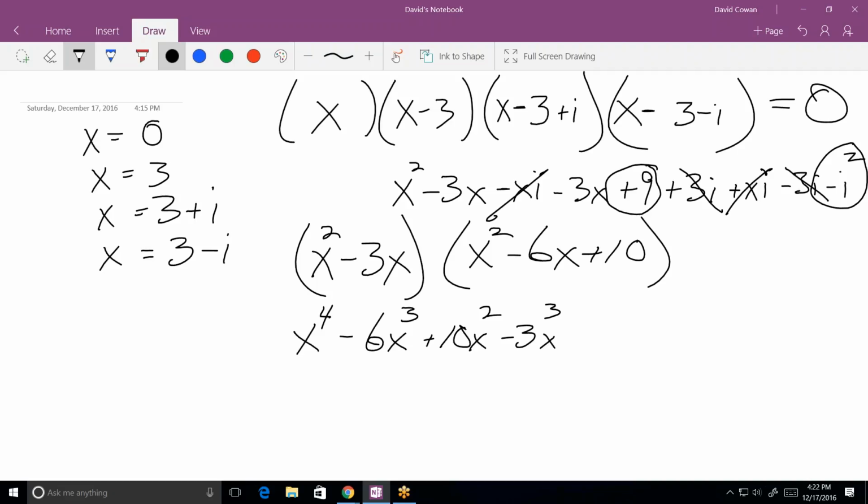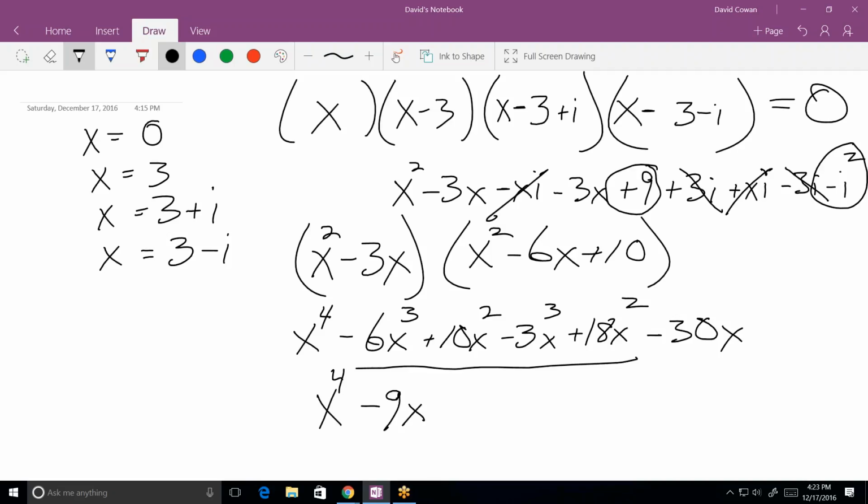Minus 18, or plus 18x squared. Minus 30x. And what you always find on these is the n terms don't have any other, they can't be combined. In other words, there's no other x to the fourths, and there's no other x's. But what usually can be combined is those middle terms there. So we end up with how many total x cubes? We get negative 9 total x cubes and plus 28x squared minus 30x. And there's your polynomial.